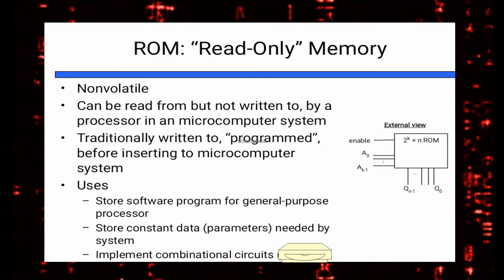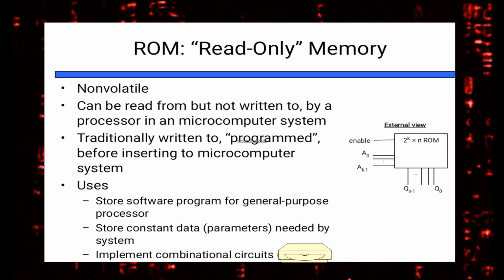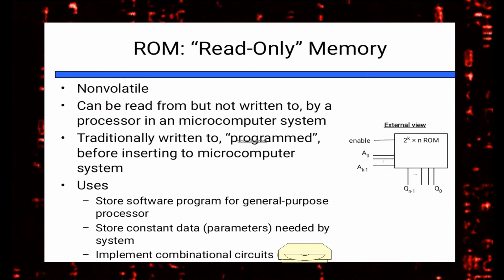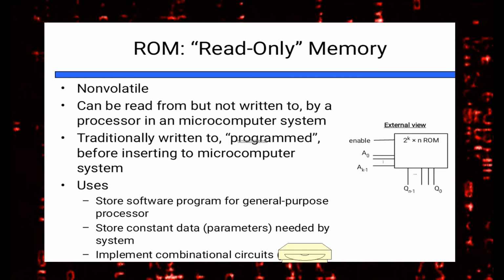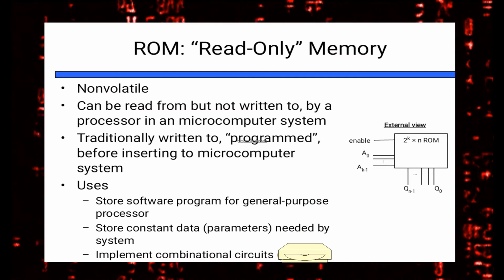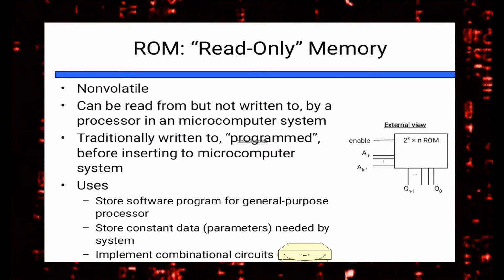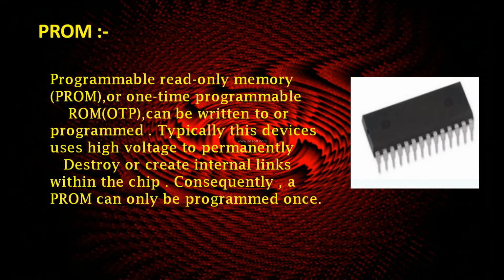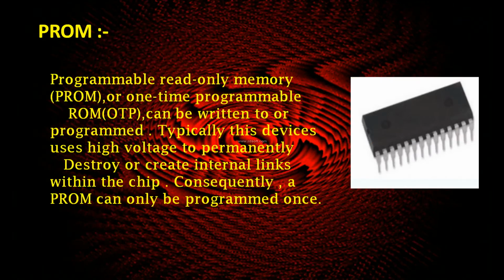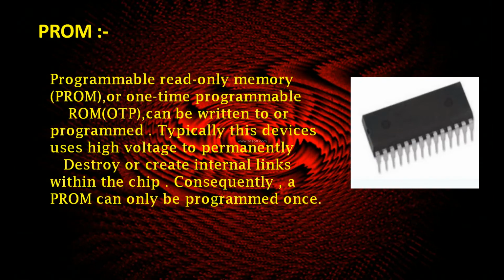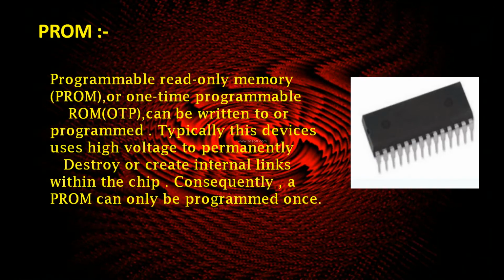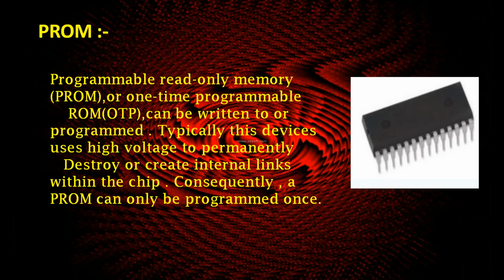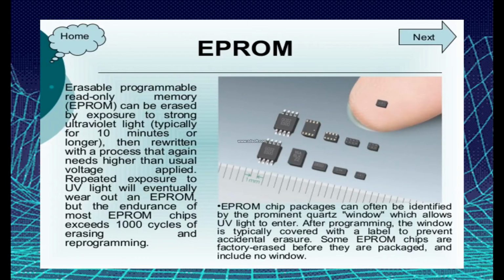So ROM is read only memory. It is non-volatile and can be read from but not written to. Its uses are to store software programs for a general purpose processor, store constant data needed by the system, and implement combinational circuits. PROM, programmable read only memory, or one time programmable ROM, OTP, can be written to or programmed. Typically these devices use high voltage to permanently destroy or create internal links within the chip. Consequently, a PROM can only be programmed once.